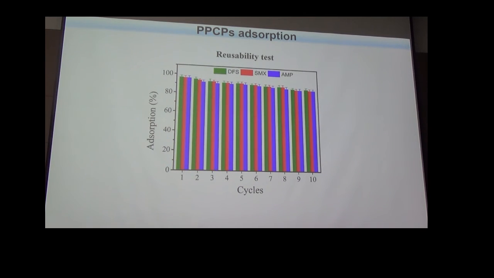So, as we can see here, after the 10 cycles, only a small drop in absorption percentage is obtained, and this drop is not very significant, and it shows that the polymer can be used for the long run in order to remove the PPCP from the water medium.